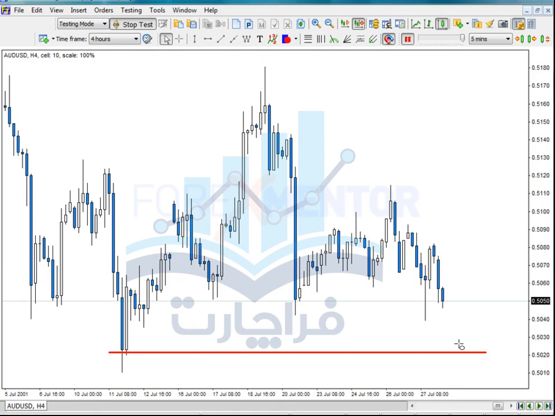So we mark this level off, and here again, what's nice about this way of trading is we mark these levels off beforehand. Price comes back to this area. I'll be interested to see if we can find a trading opportunity. You can see we get a very nice reaction.